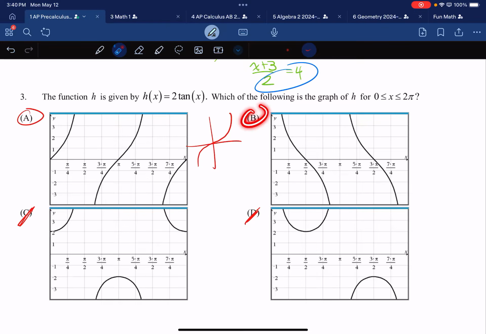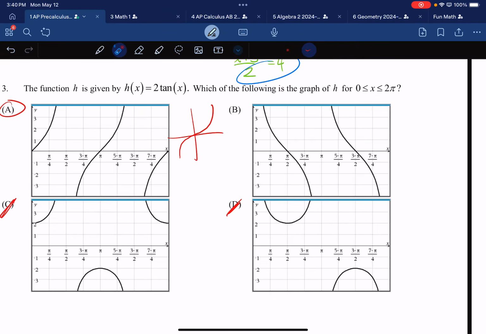Notice that option B would have been correct if I had a -2 tangent because it flips it upside down, where this comes down, this comes up, and you'd have this function that looks like this, which looks like option B.